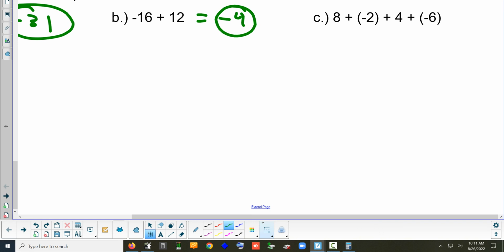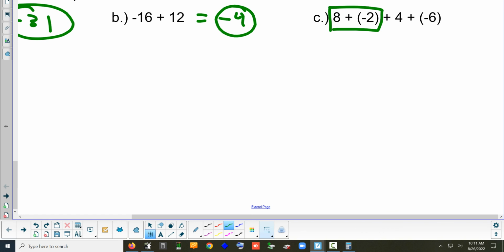Let's start with just this part. Think about if you had 8 people that were positive and you had 2 people that were negative. There's more positivity, right? More people that are positive. So you are going to get a positive answer, but these 2 people that are negative are going to kind of bring the mood down a little bit because they're negative. So what do you think we're going to get when we do 8 combined with -2?